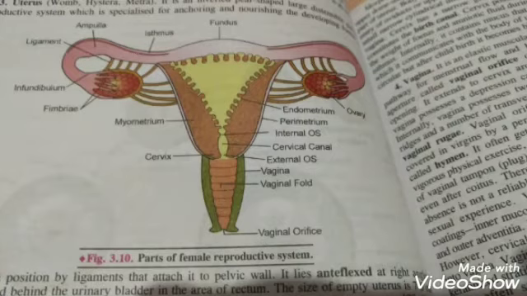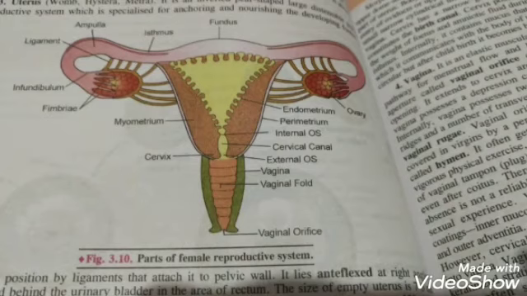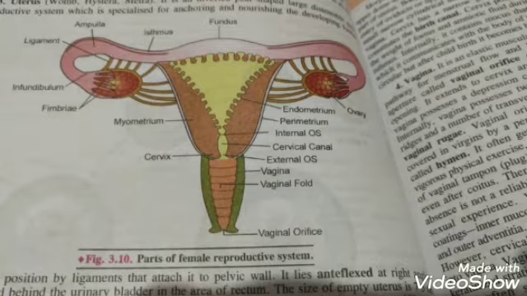Ovaries are suspended in their position with the help of two ligaments. What are they? That is mesovarium and ostia. Mesovarium is the connection between the ovaries and the abdominal wall, whereas the ostia is a connection between the uterus and ovary. Clear?